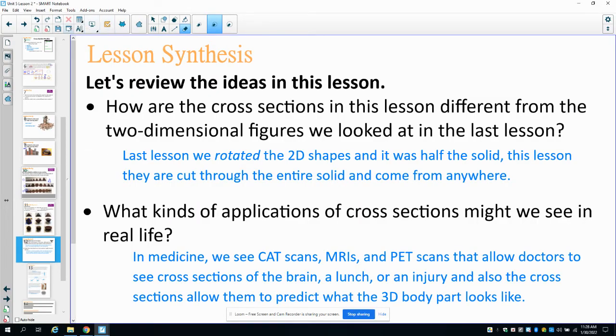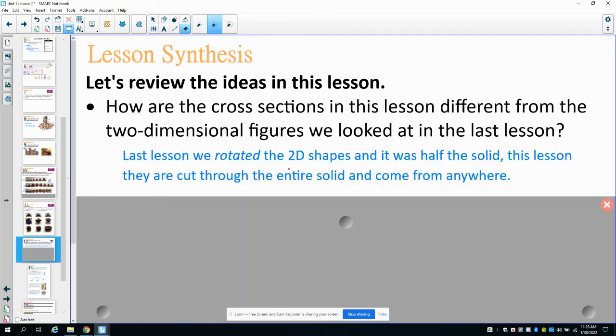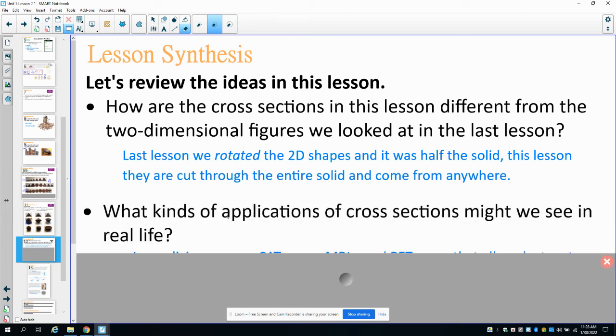Here's a couple of questions to look at. How are the cross sections in this lesson different from the two-dimensional ones we looked at in lesson one? In lesson one, we were rotating those 2D shapes, whereas in this one, it's cut through the entire solid from anywhere. The 2D shapes were half the solid so that we could rotate it and it was symmetrical, whereas cross sections can be cut from anywhere, with just a straight slice.